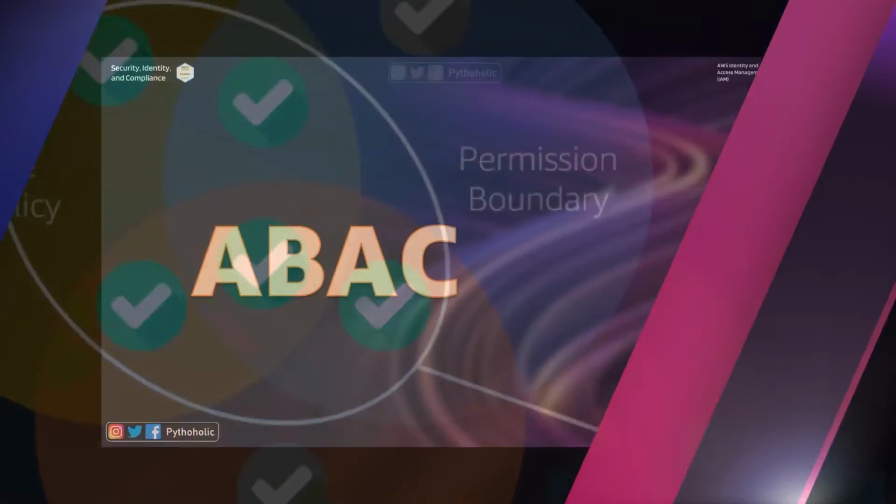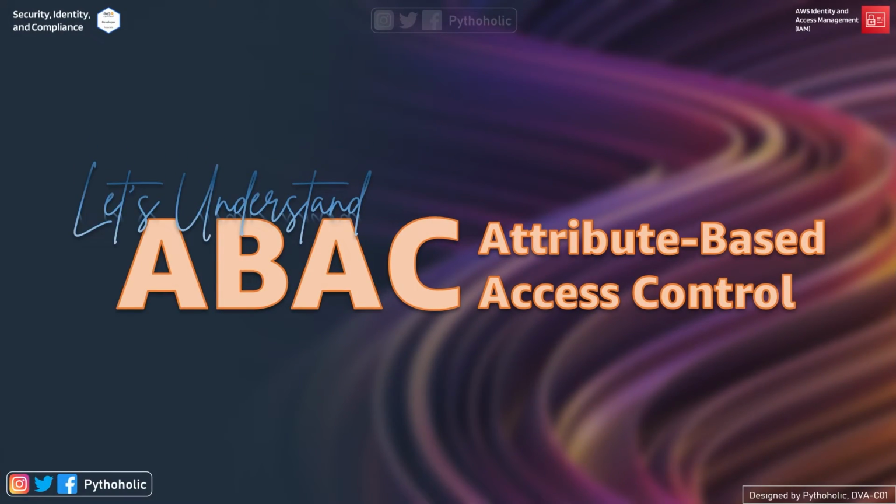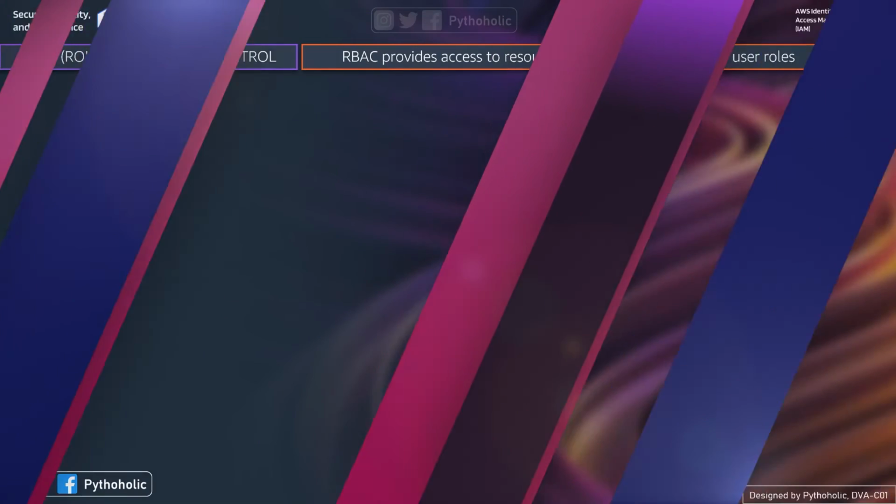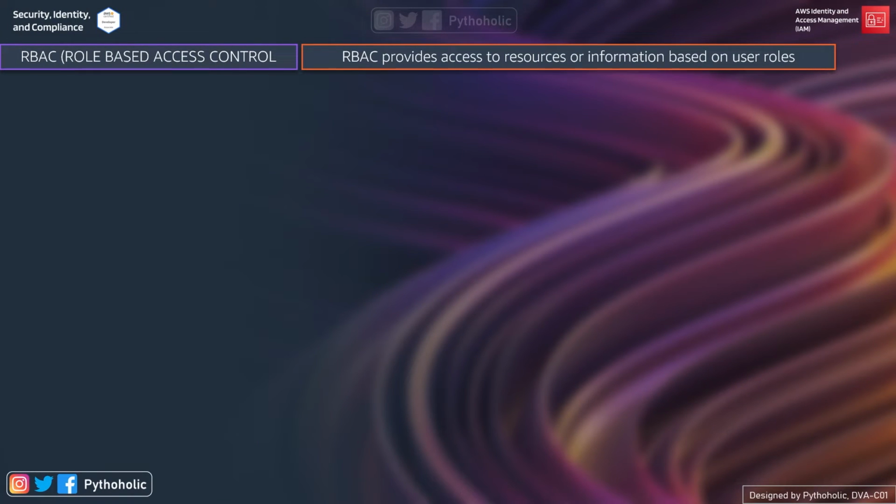So let's move on, and now let's try to understand what ABAC is, which is attribute-based access control. But before that, let's talk about RBAC. I know I have already told you what a role is, and RBAC, or role-based access control, provides access to resources or information based on users' roles. Hence, your role defines your access to the resources.